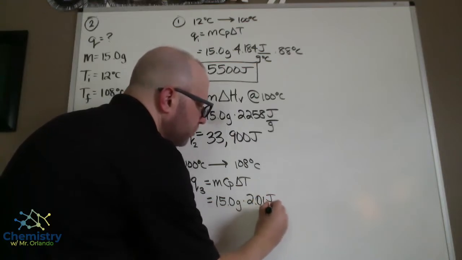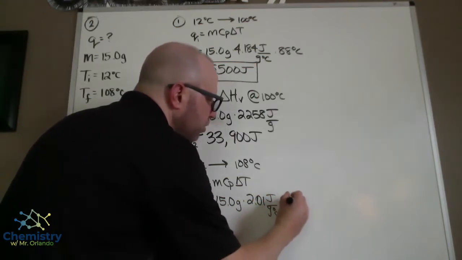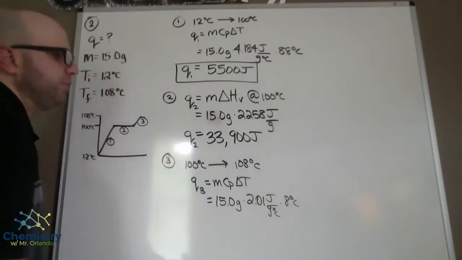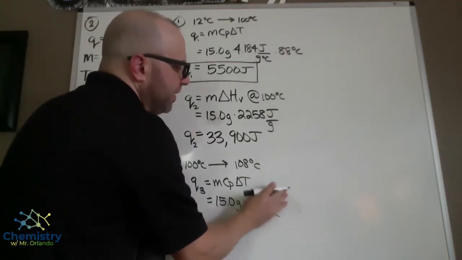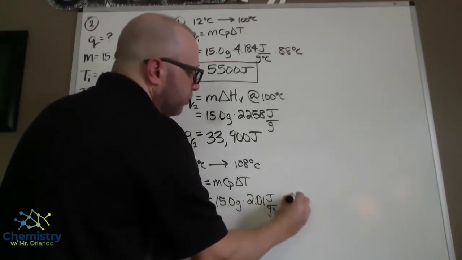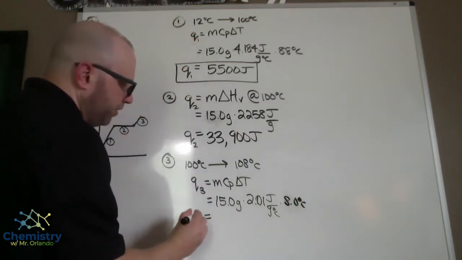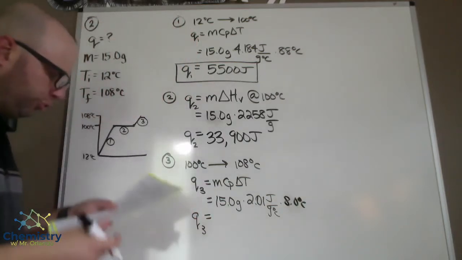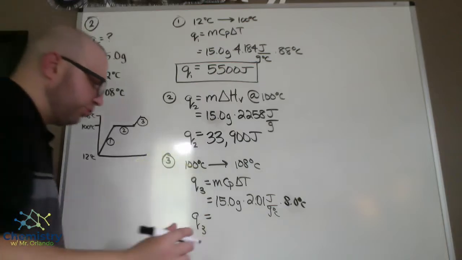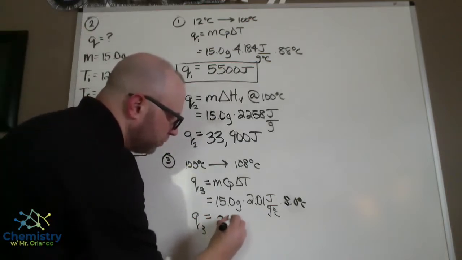joules per gram degrees Celsius, and this time we have a change in temperature of just 8 degrees Celsius. I might keep it as 8.0 degrees Celsius just to maintain two significant figures. So in this case, Q3 is equal to 240 joules.